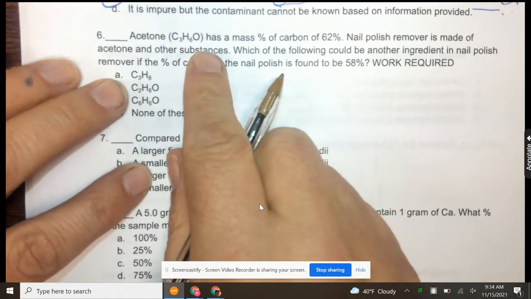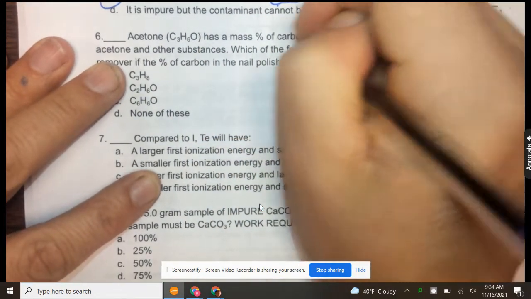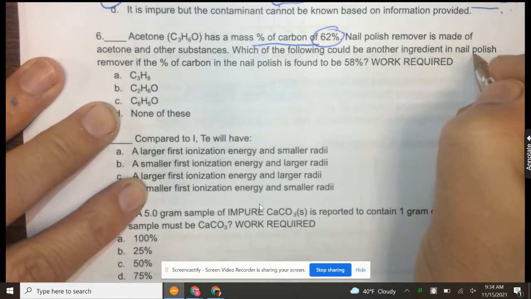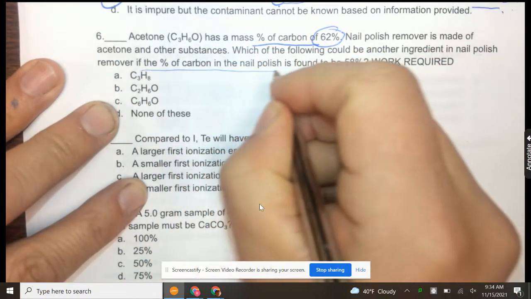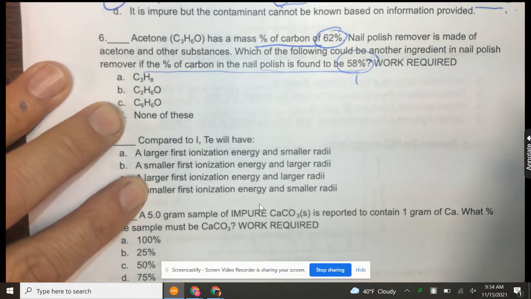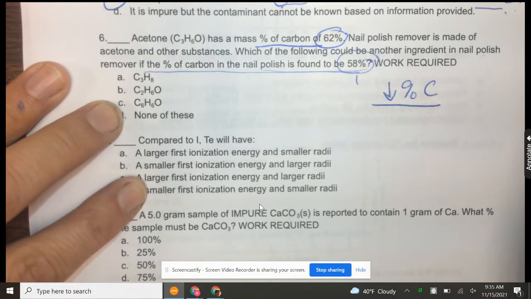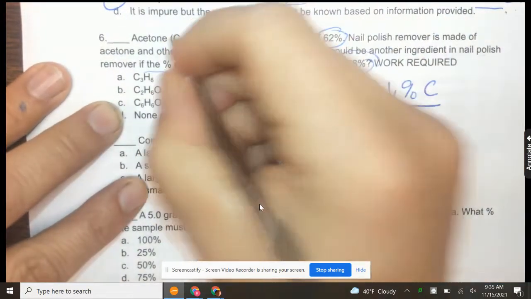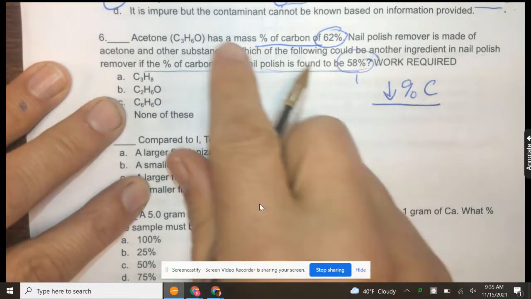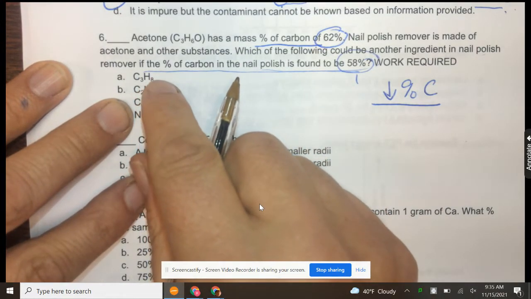Number 6 is a really similar kind of animal. Acetone has a percent by mass of 62% carbon, so I'm giving that to you. Which of the following could be another ingredient in a nail polish remover if the percentage of carbon in the mixture is found to be 58%? So what we're saying is in the mixture there is a smaller percentage of carbon than there is in the original material. So the acetone has to be mixed with something that has a smaller than normal percentage of carbon.